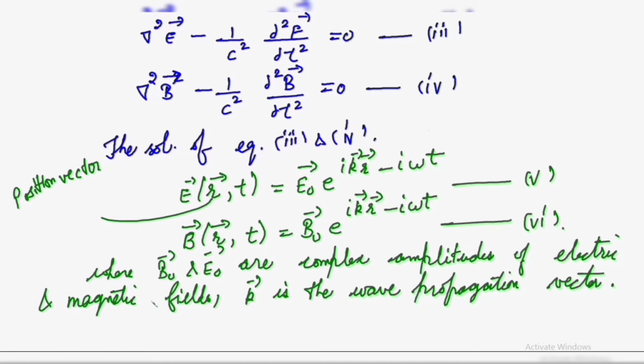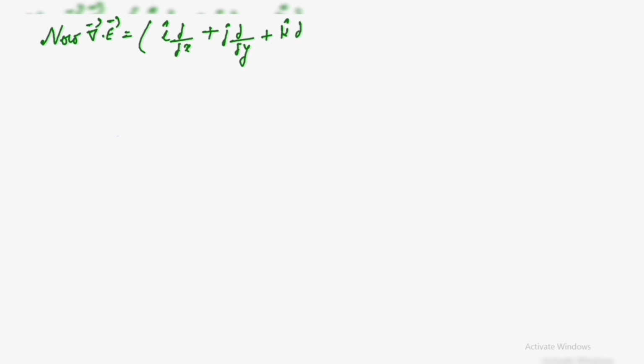So next we put the value of del and E vector. Now del vector dot E vector is equal to, we know del is equal to i cap del upon del x plus j cap del upon del y plus k cap del upon del z, and E vector is equal to E naught exponential i k vector dot r vector minus i omega t. Here I put the value of del and E vector.